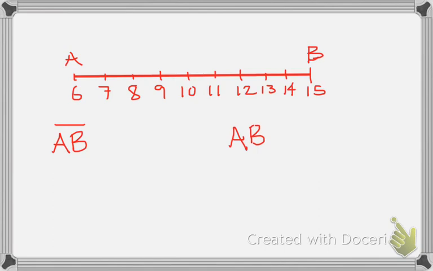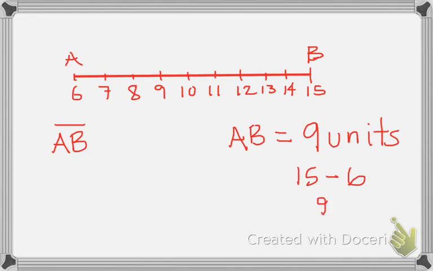So if we were going to try to find the measure of segment AB, then we would literally just count from point A to point B. So I'll give you a moment to do that. And I don't know about you, but I got 9 units. Now another way to get 9 units is to take the coordinates of B, which is 15, and subtract from that the coordinates of A, which are 6, and 15 minus 6 also leaves 9.